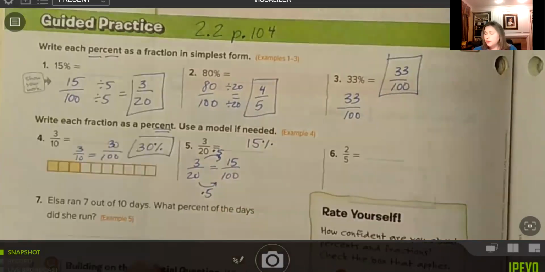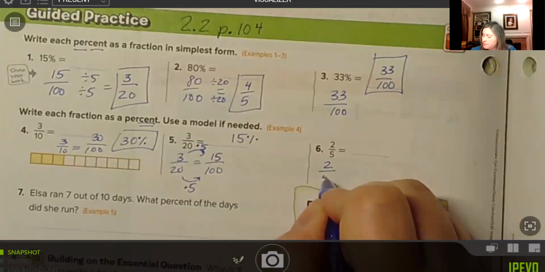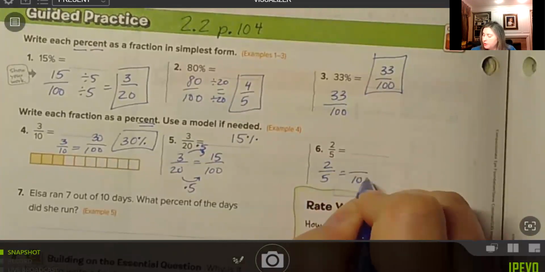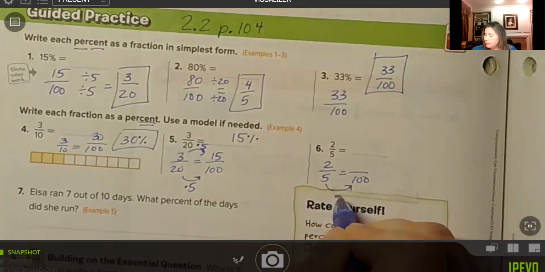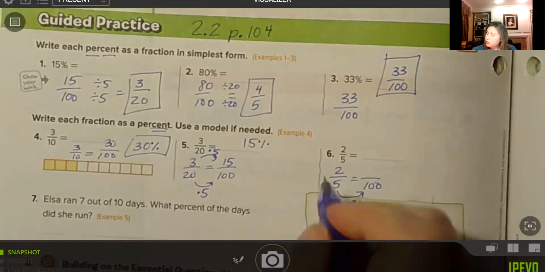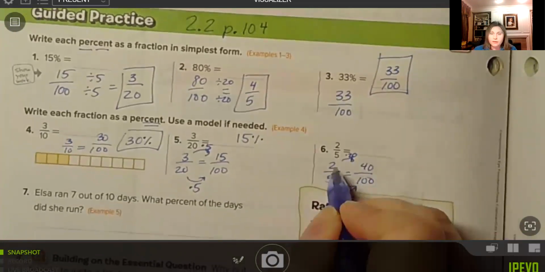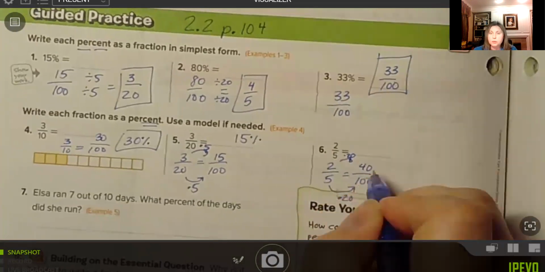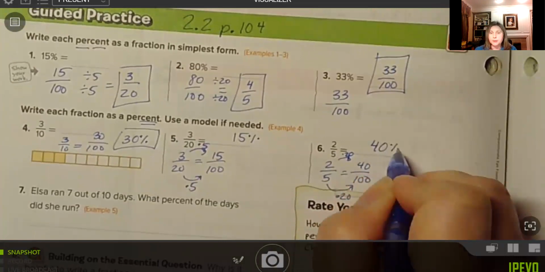Number 6, we have 2/5. We want to scale that up to 100 for the denominator. So to get from 5 to 100, we multiply by 20. So we need to do the same thing to our numerator. 2 times 20 gives us 40. So 2 is to 5 as 40 is to 100. So we have 40 per 100. So that is 40%.